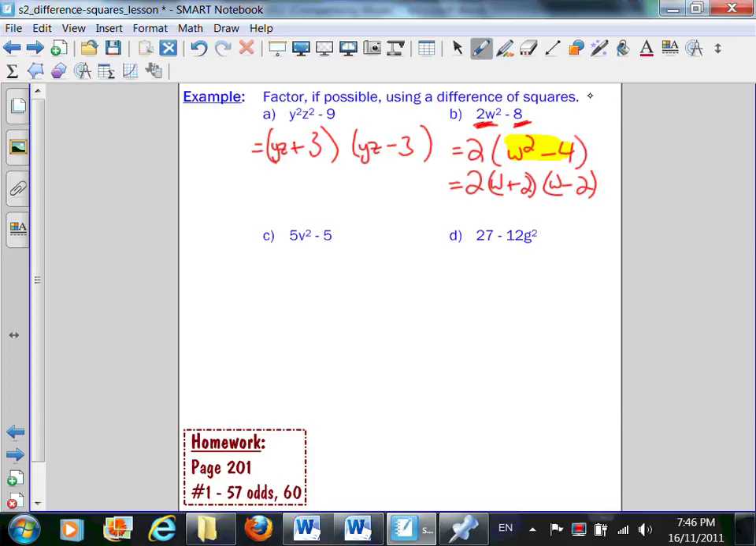We need to make sure we leave that 2 in front. And we also need to make sure we take out that common factor in this step right here. If we don't do that, we're not going to be able to answer the question. We should always look for a common factor at the beginning of one of these questions.